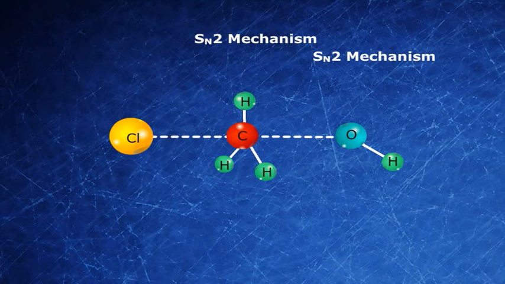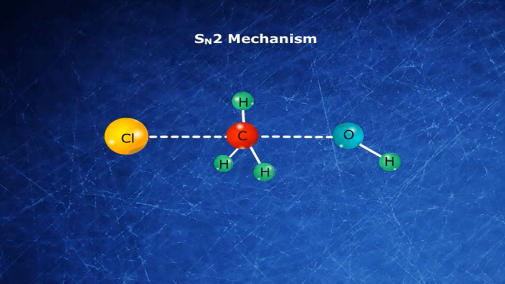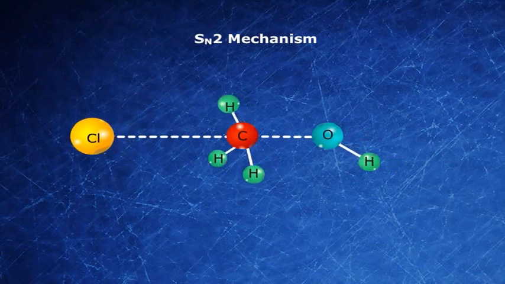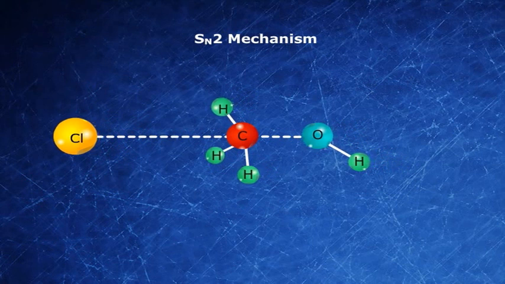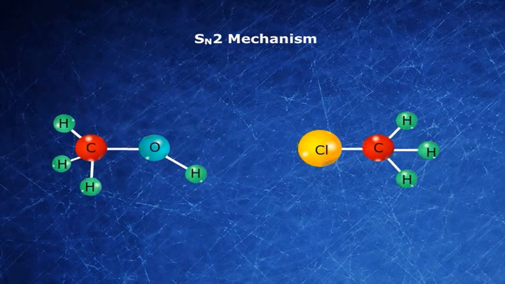Now the carbon-hydroxide bond keeps gaining strength, while the carbon-chlorine bond becomes weaker and weaker and eventually breaks. Now, observe that the configuration of the carbon atom before the reaction is different from its configuration after the reaction. Why does that happen? This happens because the attack takes place from the backside. So, the SN2 mechanism causes inversion of configuration.